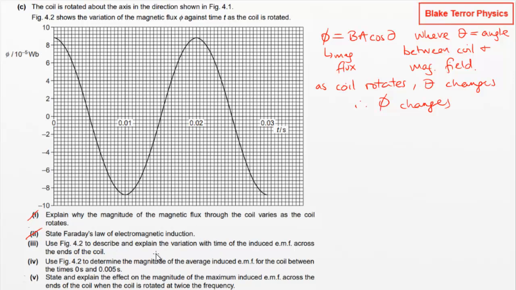Right, so we have to describe and explain. We don't have to actually quantify yet. We just need to describe and explain. Right, so let's pick out some basic things on this. So we can say that the induced EMF, which I'm going to use the shorthand epsilon for, is a minimum at, well, every time we get a maximum or minimum here. So at t equals 0, well, we can say the minimum is also equal to 0. At t equals 0, t equals 0.01.